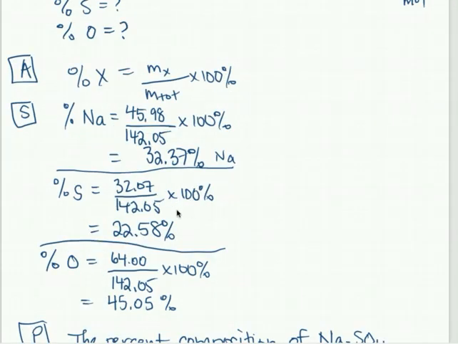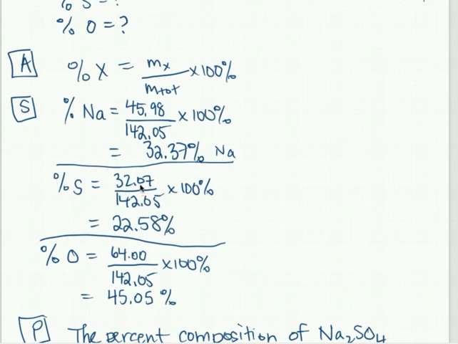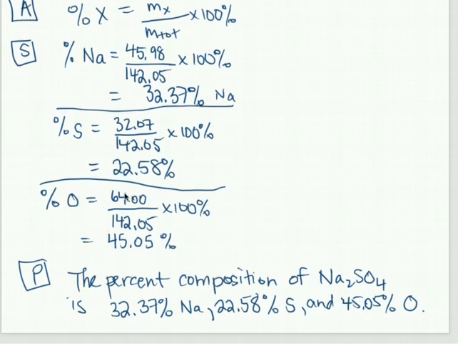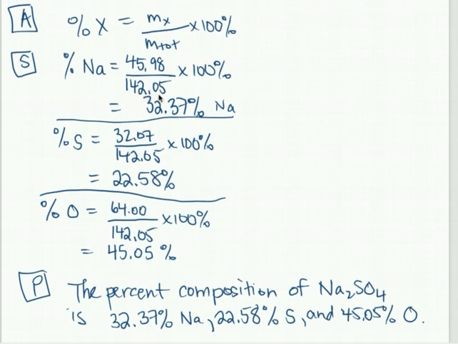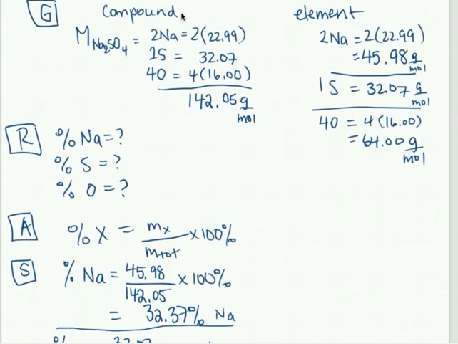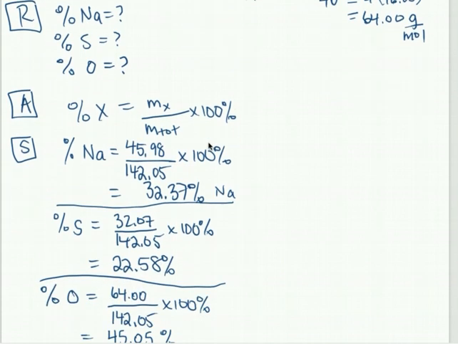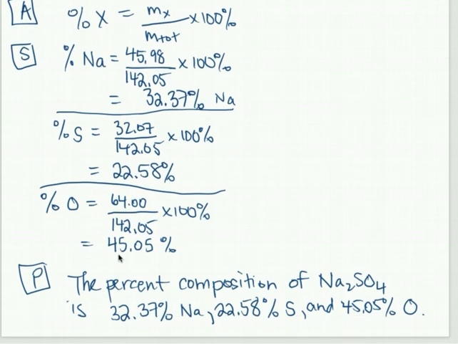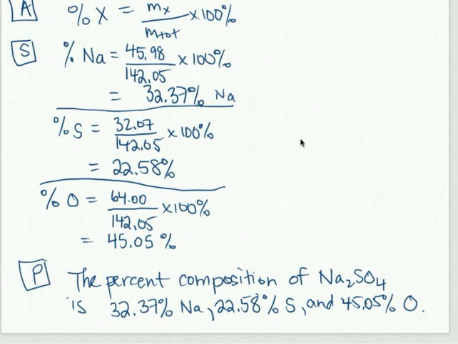Okay, so I went ahead and calculated sulfur. So 32.07 over the total ends up being 22.58 percent. Oxygen contributes 64 divided by that, which is 45%. Okay, so the percentage composition of sodium sulfate. So again, if you have 142.05 grams per mole as a total, what does each element contribute to that total? Well, sodium contributes 32, sulfur is 23-ish, and oxygen's 45%, okay? So that's what you're doing today, and making a therefore statement, the keyword: the percentage composition of sodium sulfate is 32.37% sodium, sulfur, and oxygen, like that. Okay, so make sure to write that out.